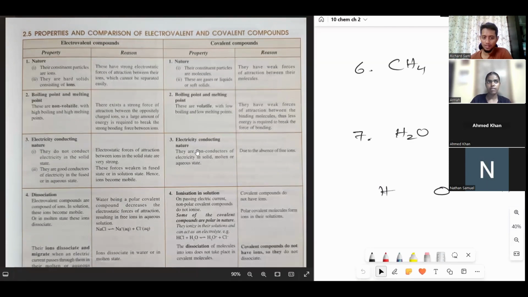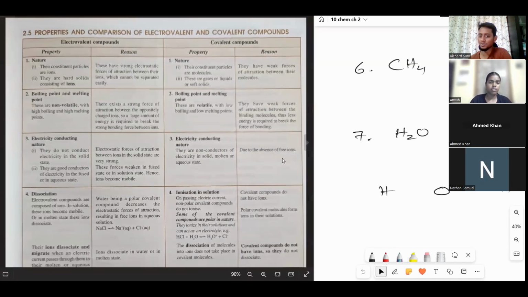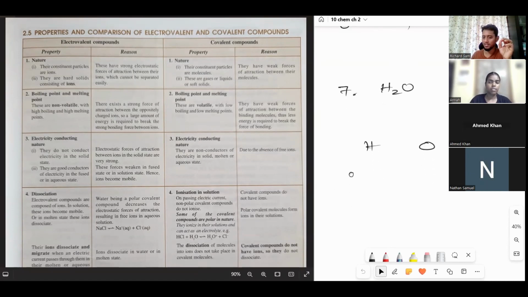Okay. What about covalent compounds? They are non-conductors. Whether it is solid or molten or aqueous state, they are non-conductors because there are no free ions. They are only molecules. Molecules need to split to become ions. Only if ions are formed, then they will conduct electricity. Right?